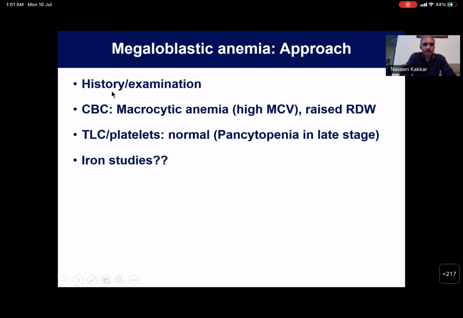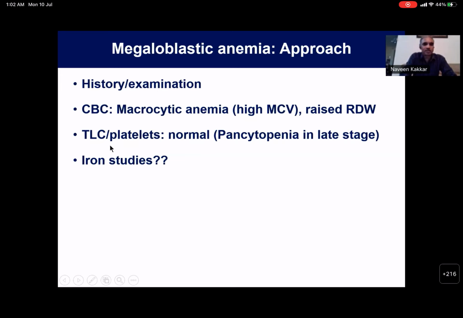So in this approach, you would look at the history and examination, and history of vegetarianism is important. And remember, although we say folate deficiency is not that common in India because we eat a lot of green leafy vegetables, we cook them a lot. We do not eat them raw, like raw salads, mostly like the West. So folate deficiency is not uncommon. B12 deficiency is clearly underreported. In our CBC, we saw macrocytic anemia with a high MCV and raised RDW. TLC and platelets are normal, but you can get pancytopenia in late stages, like in our patient.